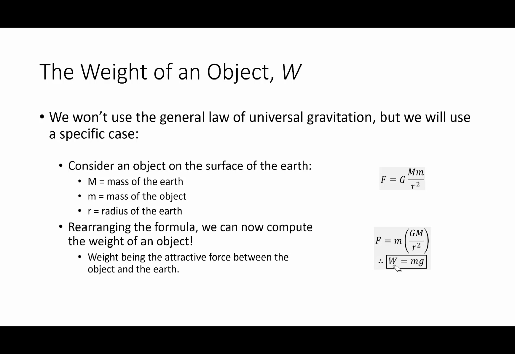It's not exactly 9.81 meters per second squared for a couple of reasons. The Earth is not uniformly dense, it's not a perfect sphere, but you're pretty close. It's pretty darn close, okay? This formula we will use a lot: the weight of an object equals its mass times the acceleration due to gravity. That we will use a lot, okay?